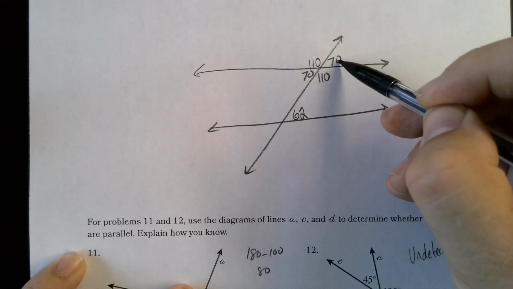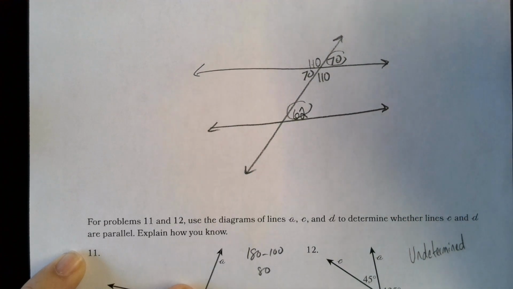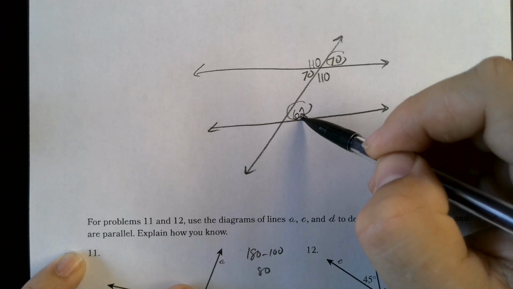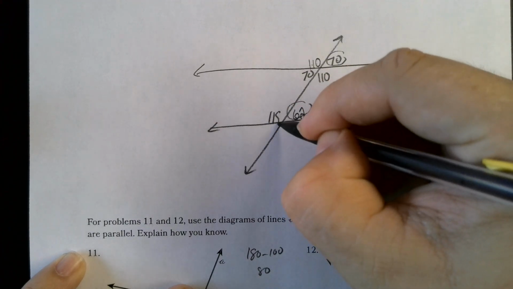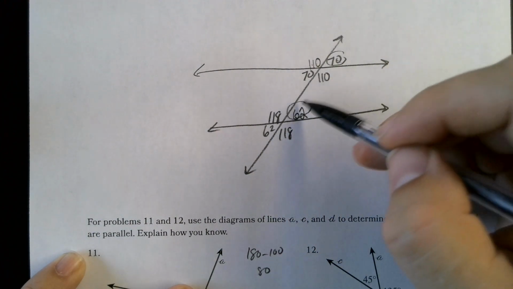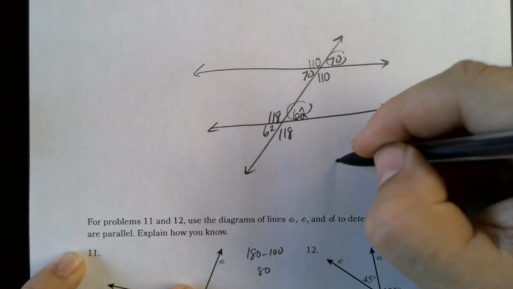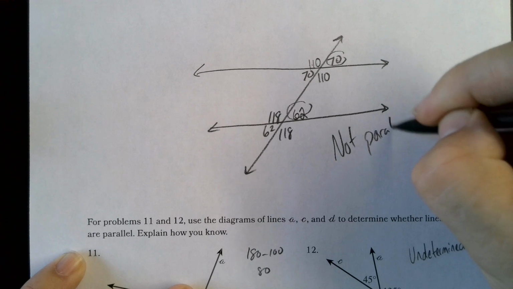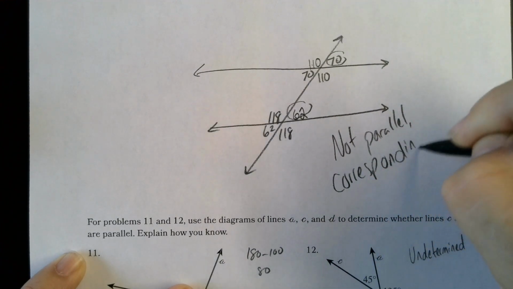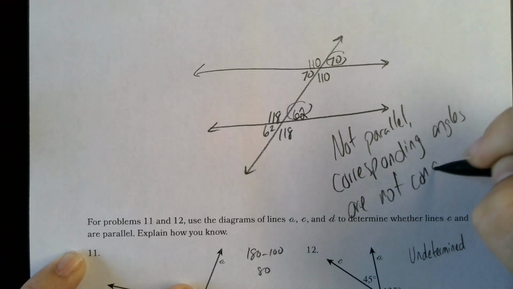Well, I can already tell right here that my corresponding angles right there are not the same. So without having to do any other work, because even if I did, I would take 180 minus 62, and that would give me 118. Well, these would be 62 and 118. If you look, my corresponding angles are not congruent. They don't have the same measurements. So this would be not parallel. And we would just say corresponding angles are not congruent.